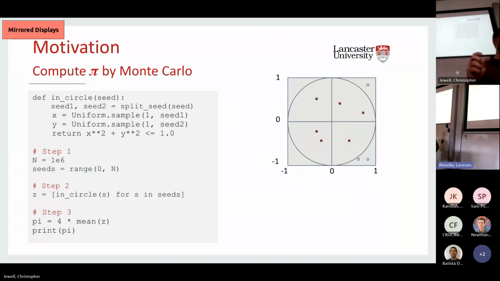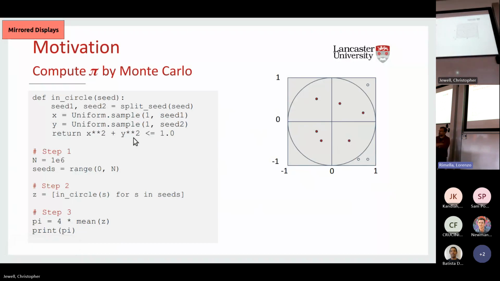It's quite a simple example. The proportion of points landing in this circle is going to tell me something about pi, and give me an estimate of pi. So how could I go about implementing this?